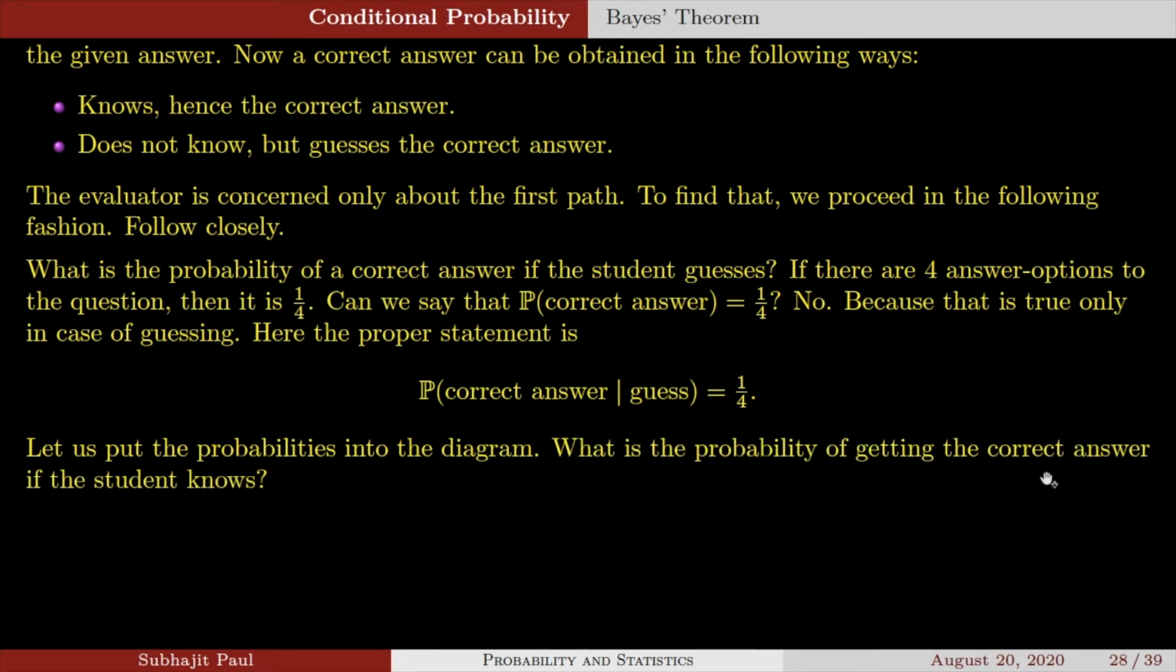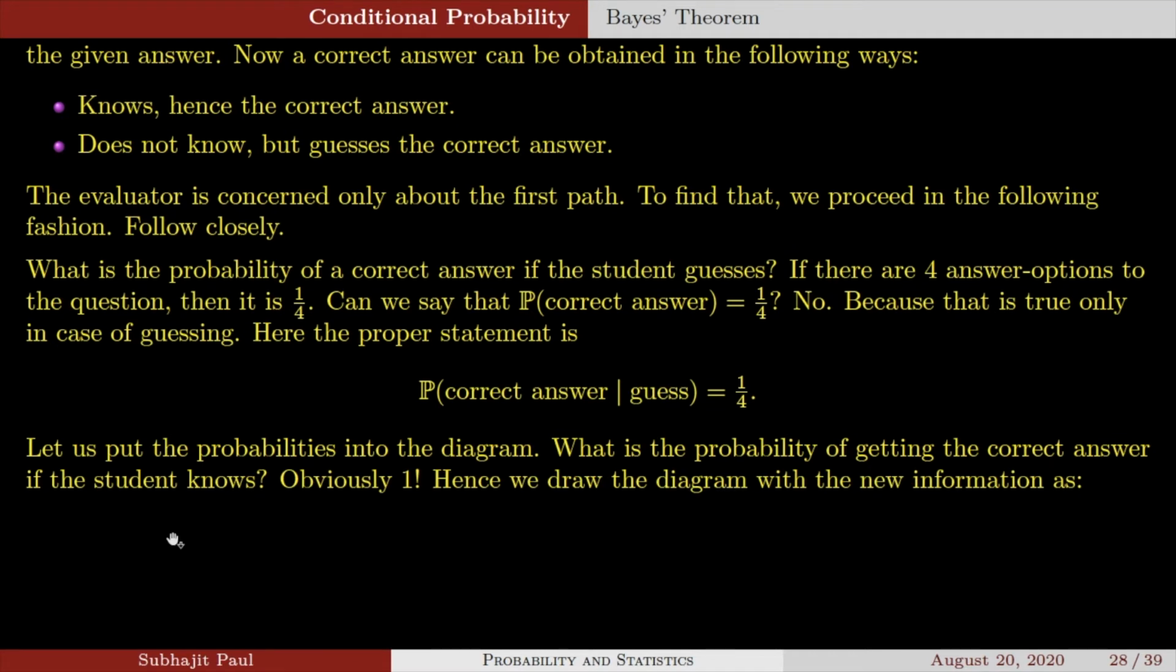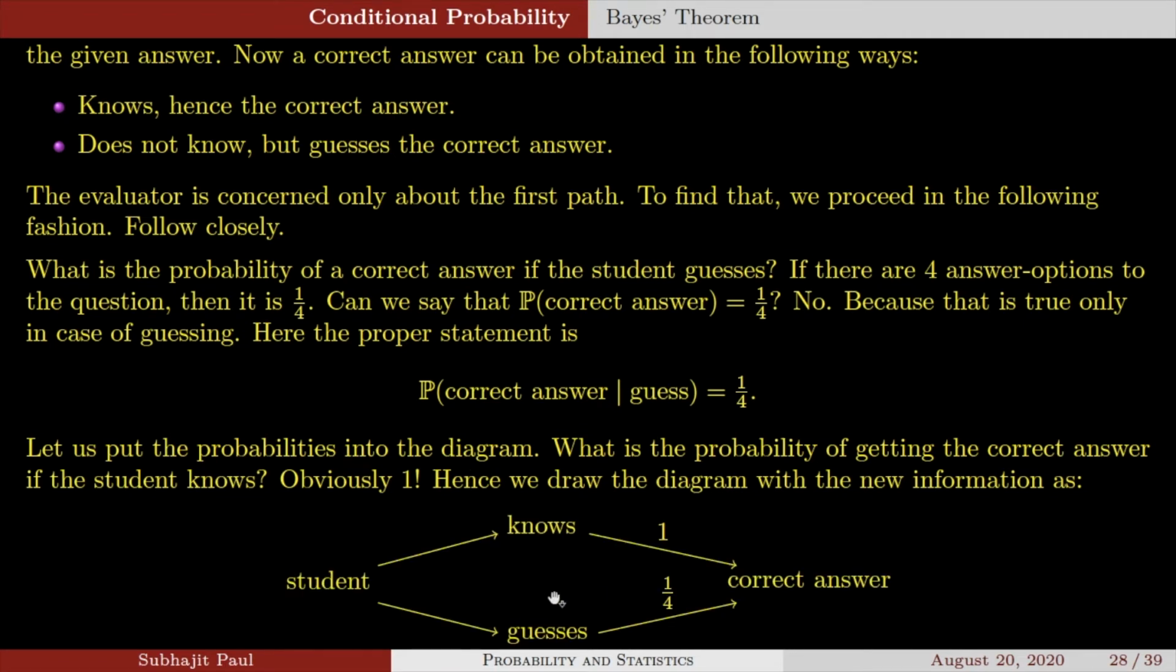What is the probability of getting the correct answer if the student knows? Obviously 1. If the student knows the correct answer, then they definitely mark the correct answer. Hence, we draw the diagram with new information as this one. Student knows, hence the correct answer. After knowing, the probability of correct answer is 1 by 1, complete 1, full probability. Guesses, and in that case, the probability of getting the correct answer is 1 by 4.